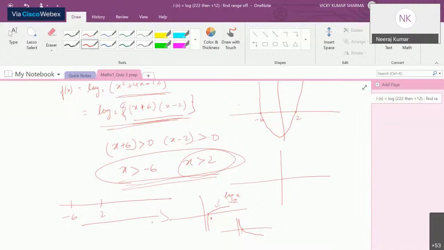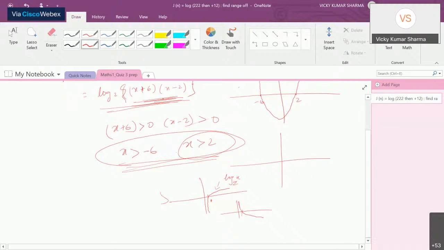Basically, we can take two cases here. The first case is you have to make sure that this is greater than 0. When will it be greater than 0? When both of these are greater than 0, or when both of these are lesser than 0. Only then will this become positive. Okay, I understood, sir.